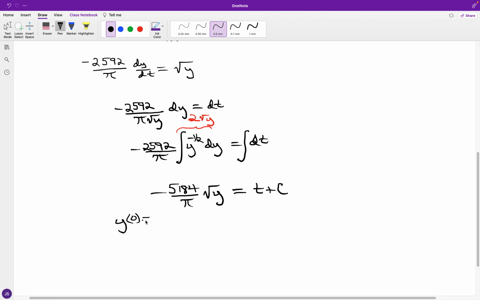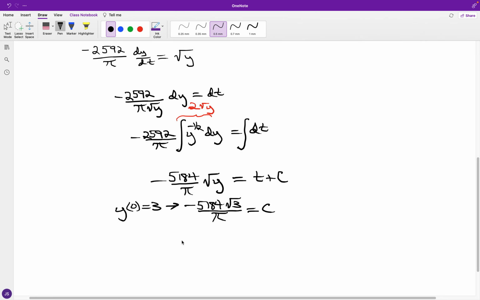So we have y naught is equal to 3. And guess what? If I fill in, we have negative 5184 times the square root of 3 over pi is going to be equal to c. So t is at 0, and automatically, we have the value of the constant as such.